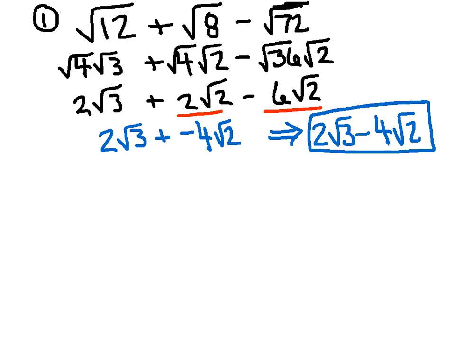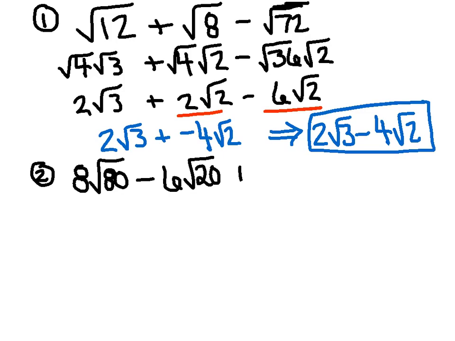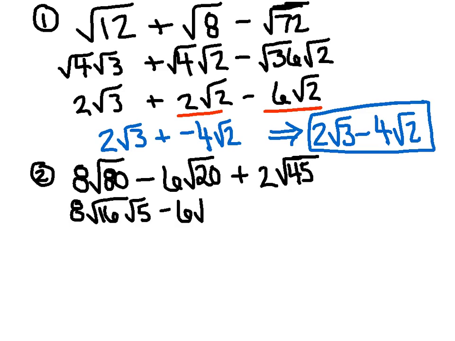Let's try 8 radical 80. So now we're going to throw some coefficients in front here. Minus 6 radical 20 plus 2 radical 45. And hopefully I got enough room here to finish this one. But the 80 is divisible by 16 and 5. The 20 is divisible by 4 and 5.